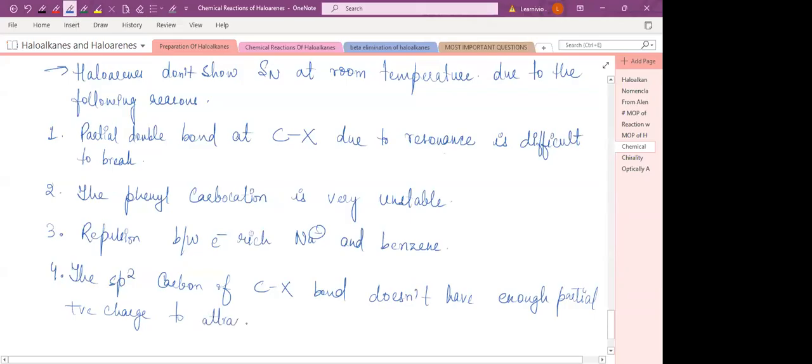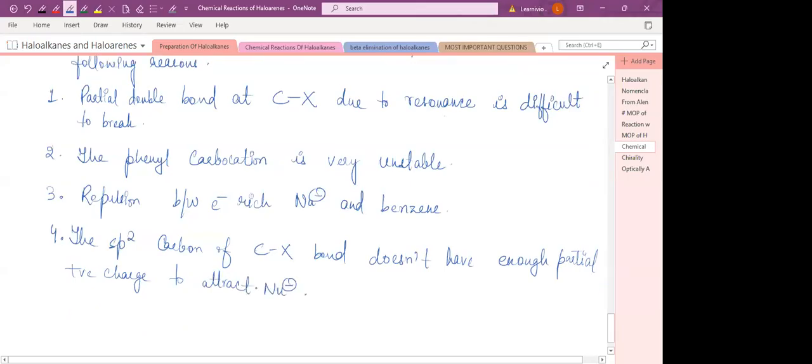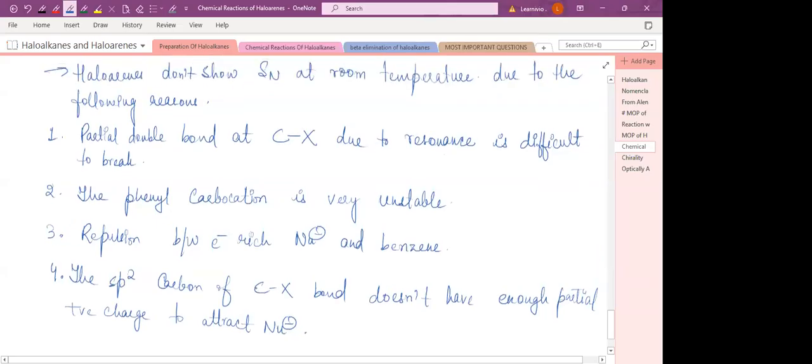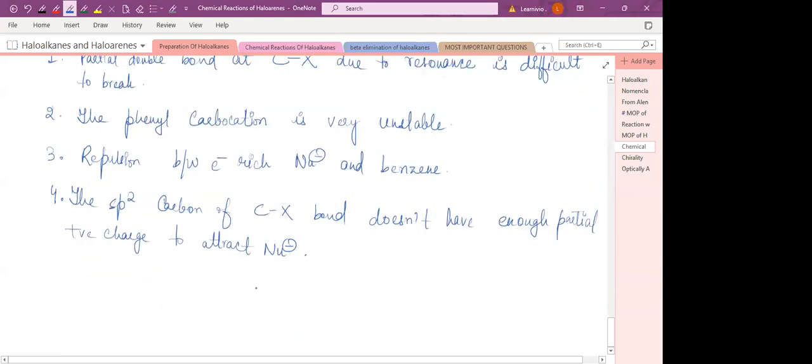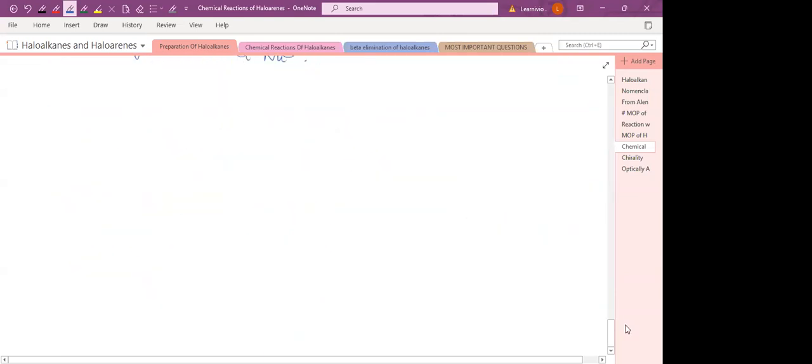To attract that coming nucleophile. So these are some reasons why haloarenes don't show nucleophilic substitution reaction at room temperature. Okay, don't forget this: room temperature. Now, under what conditions is the nucleophilic substitution reaction of haloarenes possible?